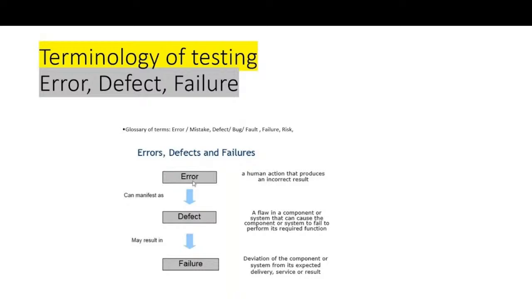Error is nothing but a human action that produces an incorrect result. What was the human action that happened in our example? That results in an error. So once the error is there, what happens? I start testing each and every thing, and it is totally different from whatever I expected. So that is a defect.